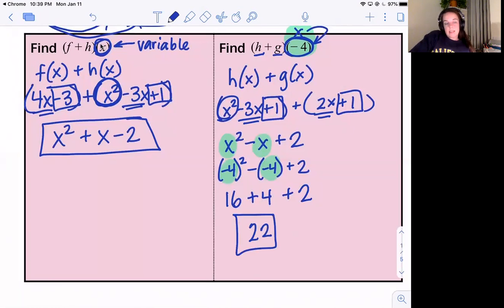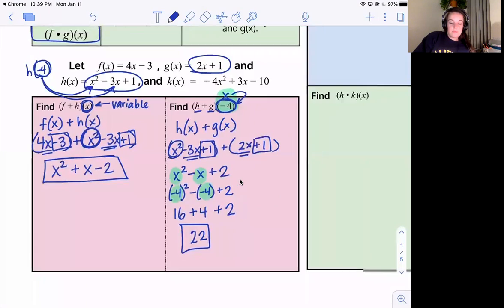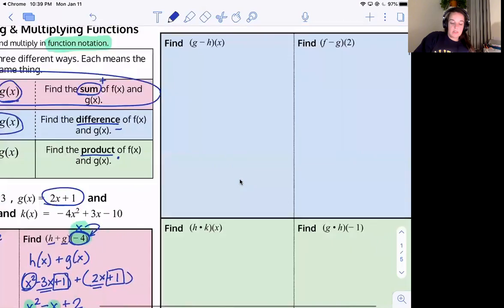Right, so if it has x there, that means we're going to leave x in our answer. If it has a number here, that means we're going to change the x's into that number once we've combined the equations together. Okay, let's try something similar with subtraction.